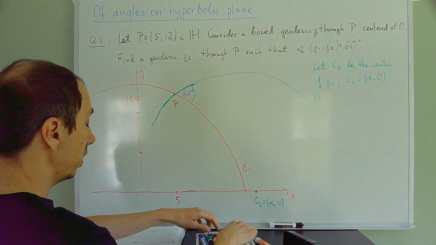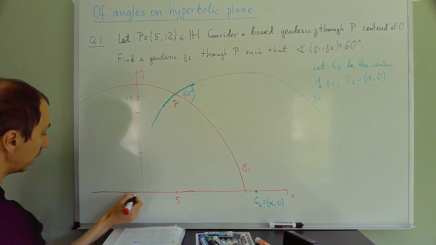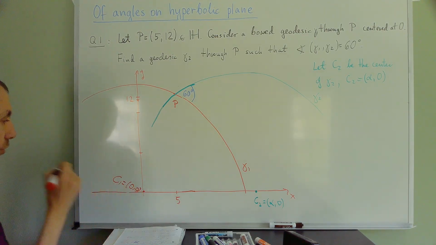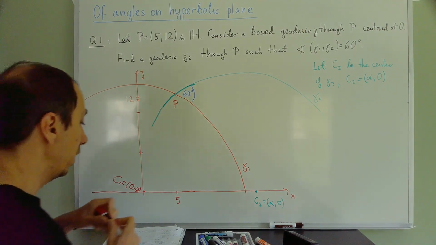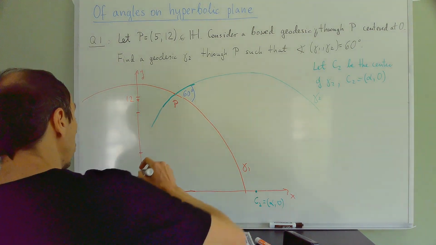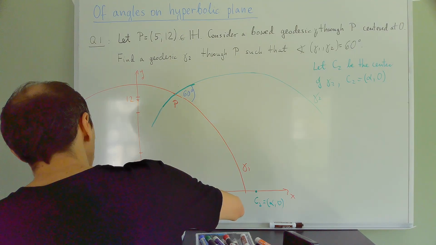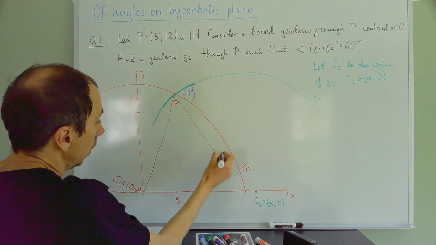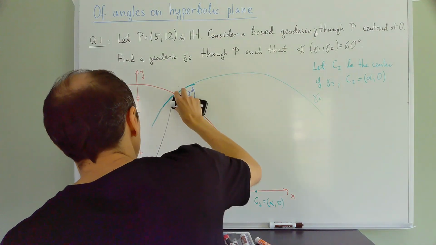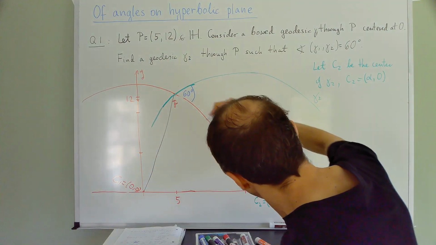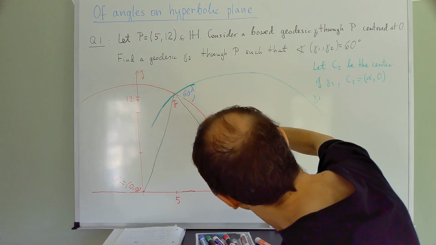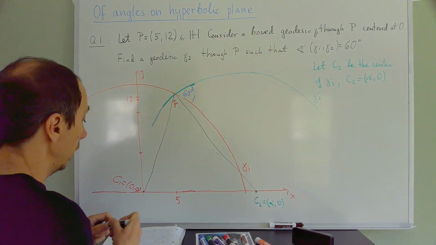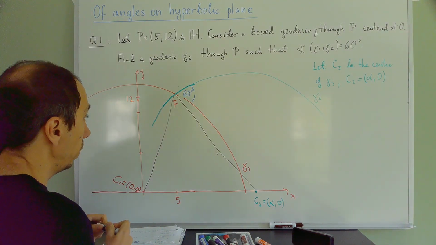Where is C1? Where is the center of the red geodesic? Well, that's the origin. C1 is right here. So we can now look at the triangle from C1 to P, and then down to C2. So this will be C1, P, C2.